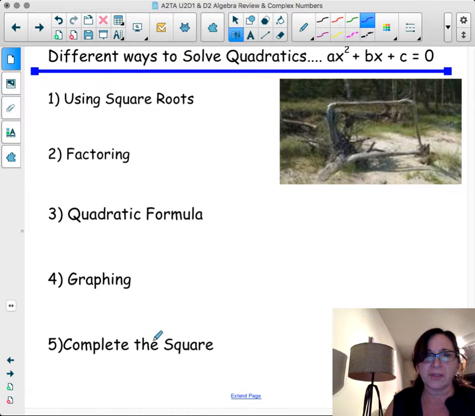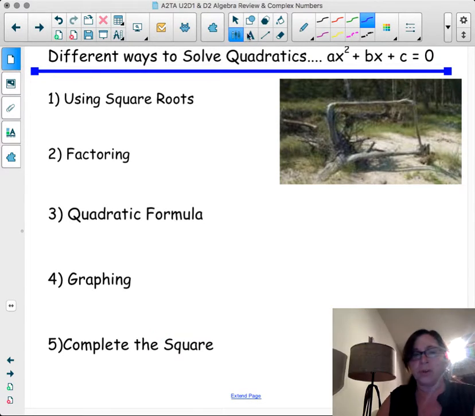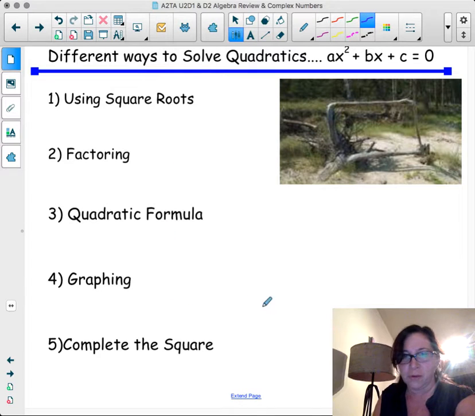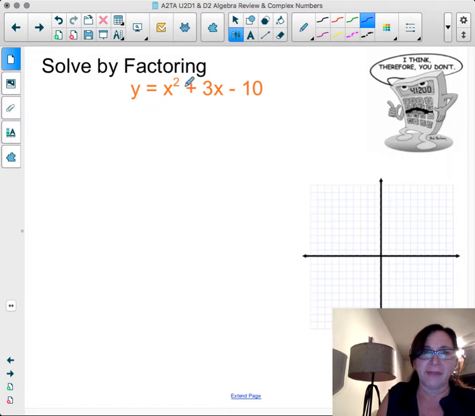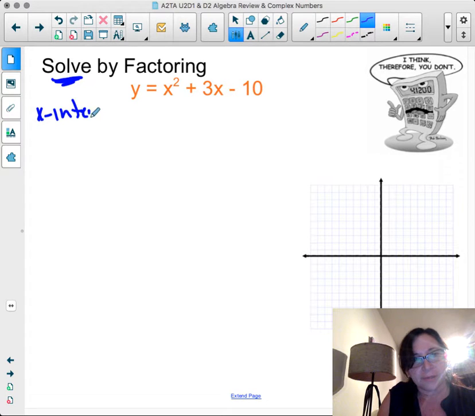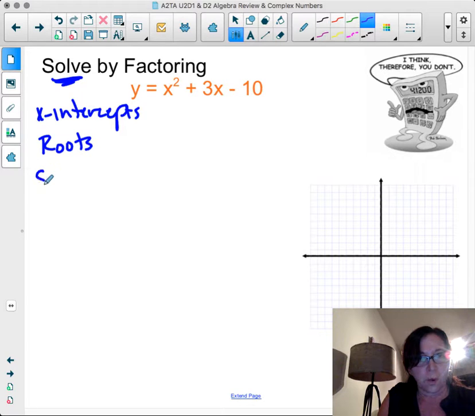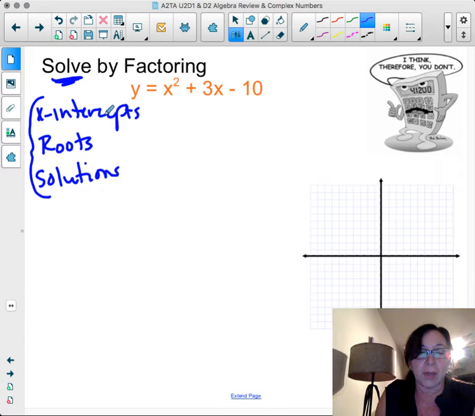Okay, these are different ways to solve a quadratic: either square rooting both sides, factoring, quadratic formula. You can graph, or you can complete the square. We're going to try all of those, not all at the same time though. Just solving by factoring. When I say solve, what I'm asking you to do is to find the x-intercepts. Another name for x-intercepts are roots or solutions. So when I say solve, I'm asking you to do all three of these things. They're all the same thing.